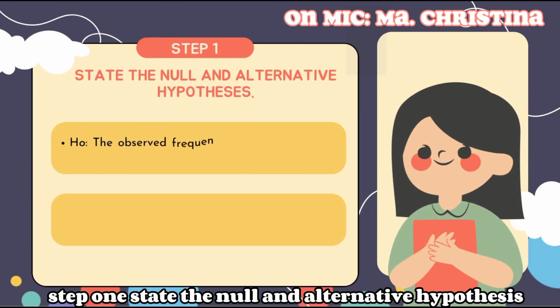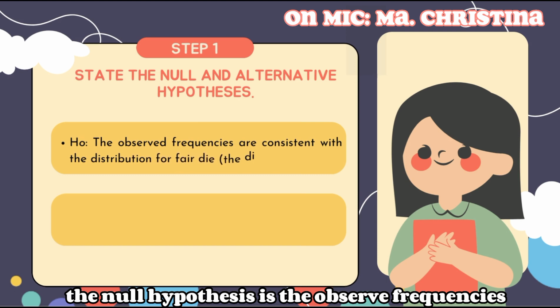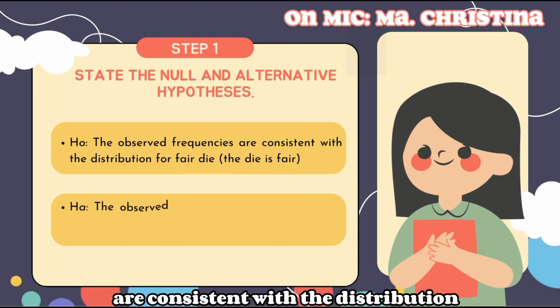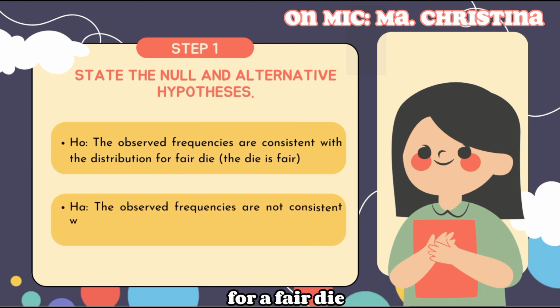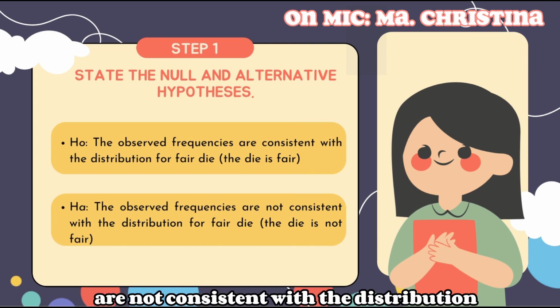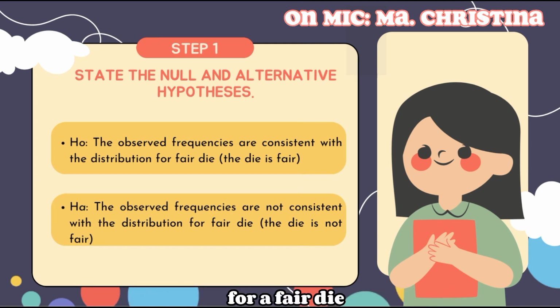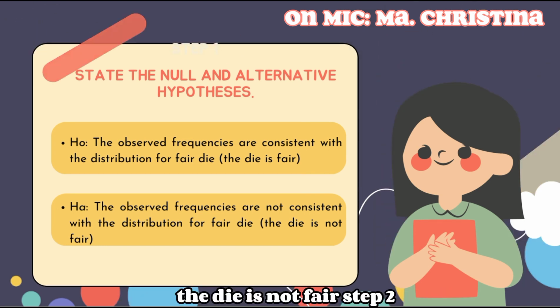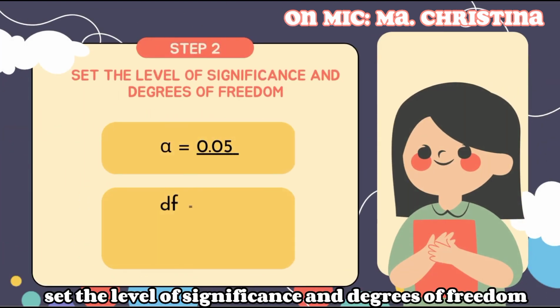Step 1. State the null and alternative hypothesis. The null hypothesis is the observed frequencies are consistent with the distribution for a fair die, the die is fair. The alternative hypothesis is the observed frequencies are not consistent with the distribution for a fair die, the die is not fair.